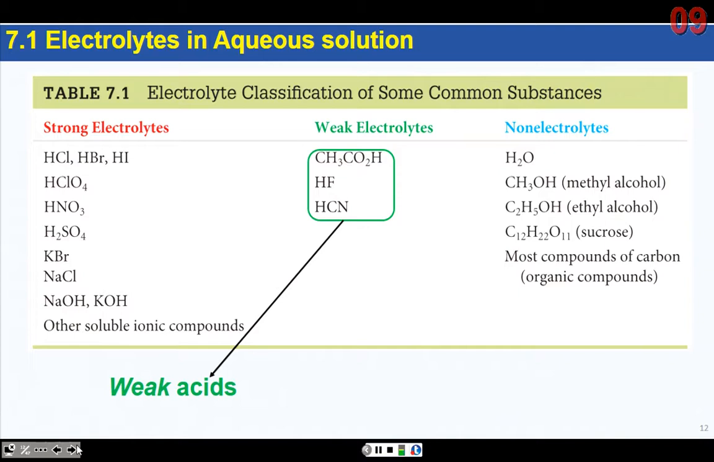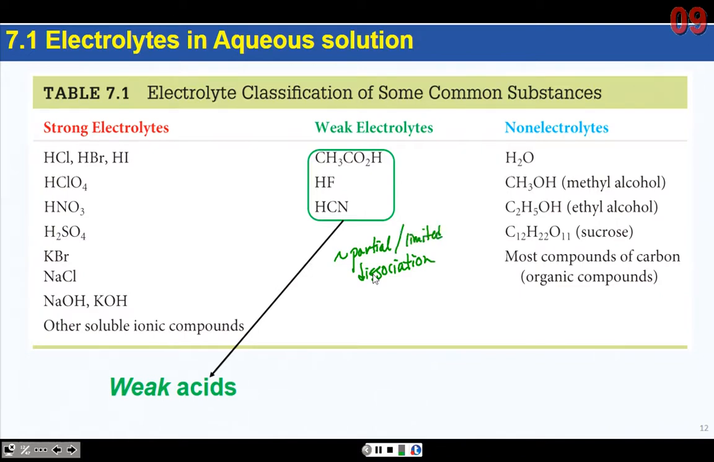The next group of compounds then is the weak electrolytes. These things are going to be weak acids. They're molecular acids again, and they have only partial dissociation to make ions, so there are not very many ions present. Partial dissociation or incomplete, and few ions present. Partial or very limited.